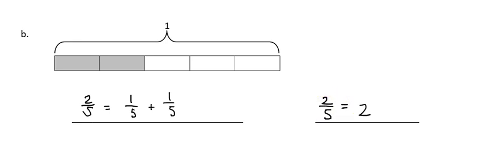Looking at the tape diagram in the next section, you can see we have 5 equal pieces, 2 are shaded. That tells me I have 2/5. As an addition problem showing the sum of unit fractions, that would be 1/5 plus 1/5. As a multiplication sentence, that would be 2/5 is equal to 2 groups of 1/5, or 2 times 1/5.